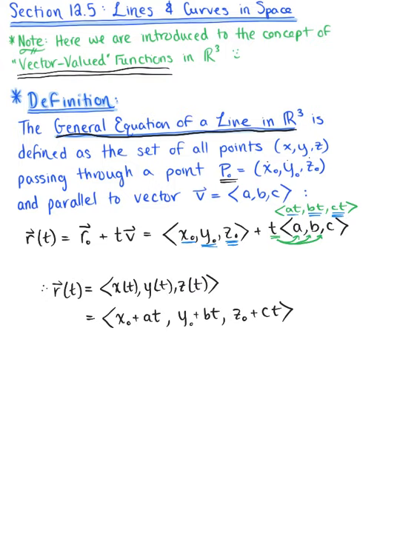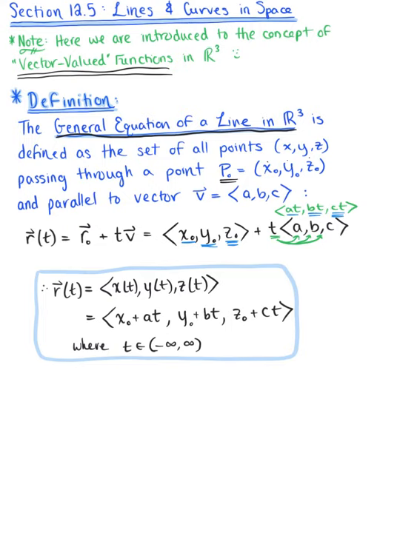And now since this is a line, it extends infinitely in both directions. So this is going to be where t is an element of the open interval from negative infinity to positive infinity. This is what we call the vector equation of the line, the vector equation of a line in space.